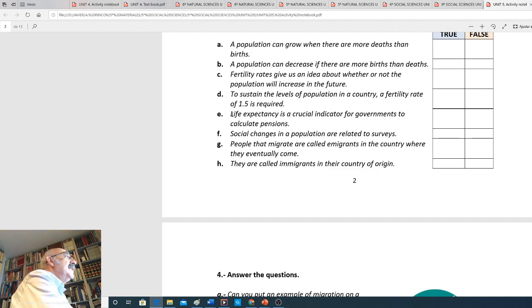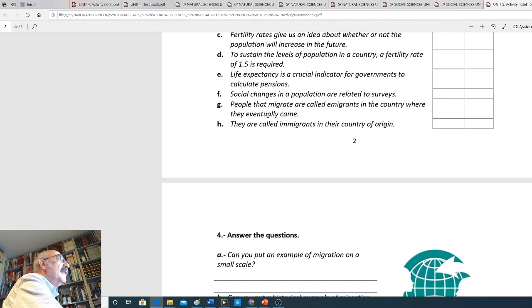E. Life expectancy is a crucial indicator for governments to calculate pensions. Life expectancy, remember, is the age until when a person is expected to live. This is life expectancy. And yes, that's true. This is a crucial indicator for governments to calculate pensions. It's true.